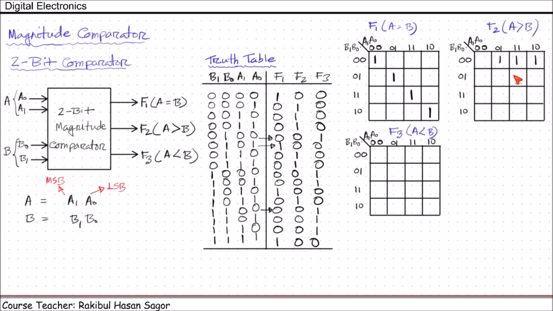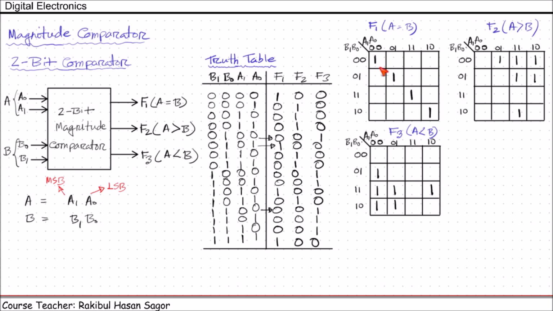For 0, 1, we'll be having 1 here. A is greater than B, here and here and here. Finally, f3 will be 1 here, here, here, where A is less than B. That means B is greater than A. We'll be having 1 here, 1 here, and finally 1 here.